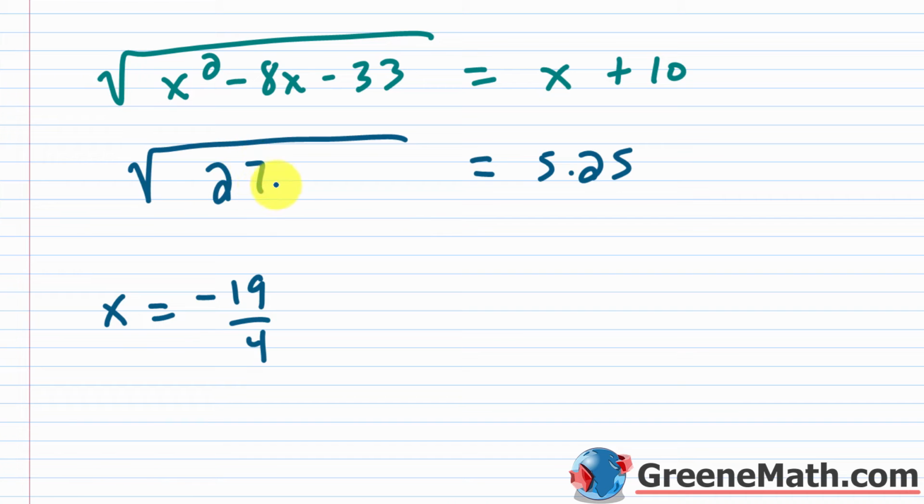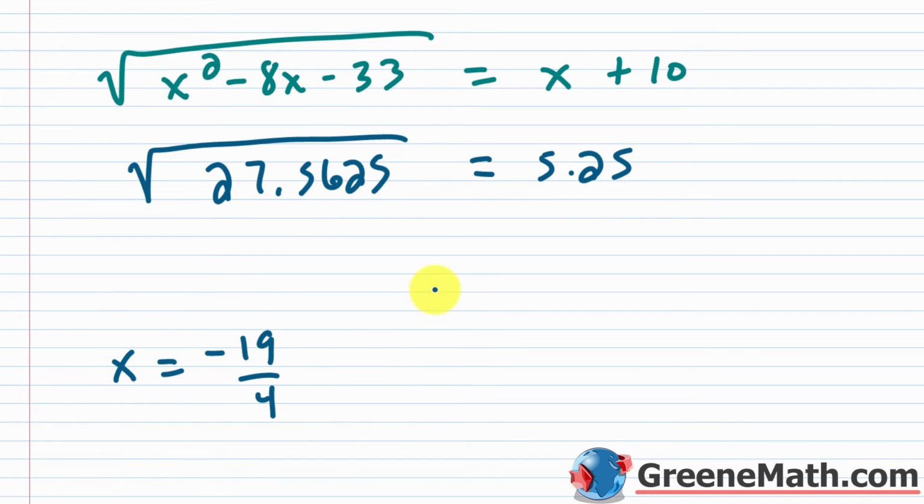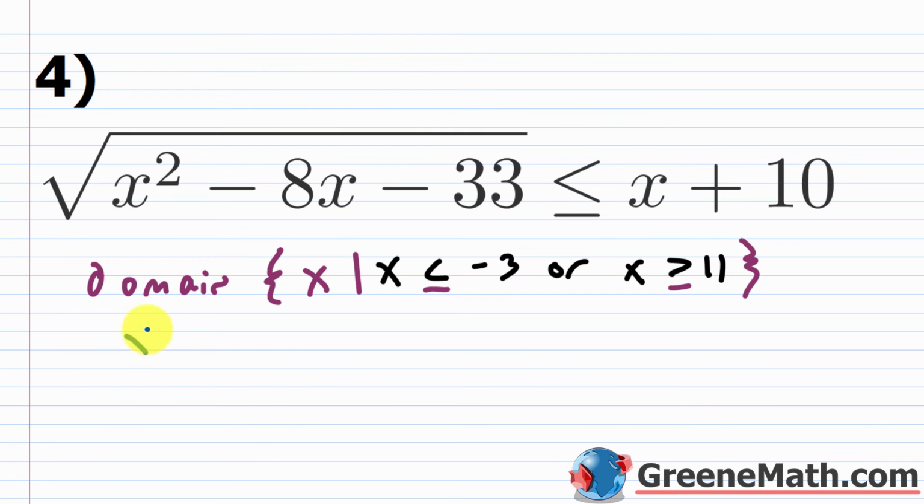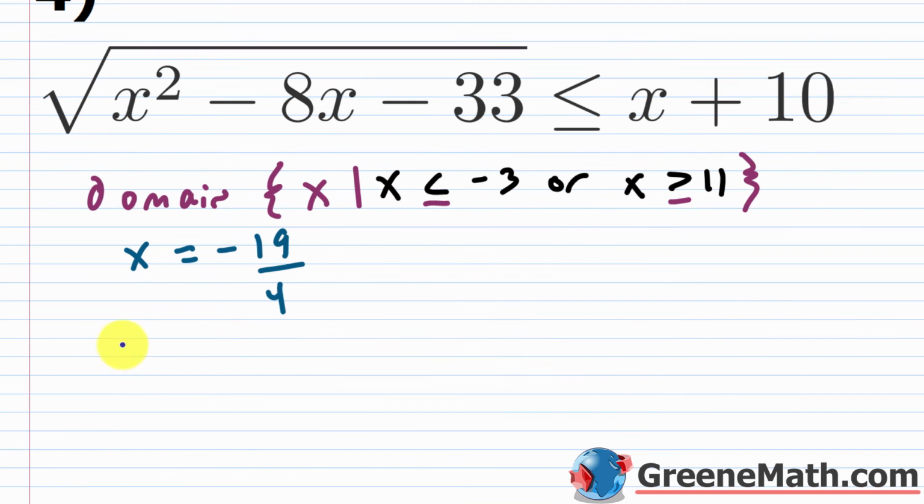So let me write that here. So the square root of 27.5625. And then I'm going to hit the square root key, and you're going to get this 5.25. So 5.25 is equal to 5.25. So this is a valid solution. So x equals negative 19 over 4. Let's write this out. So x equals negative 19 over 4. Or again, you could write negative 4.75 if that's easier for you. So let's copy this.